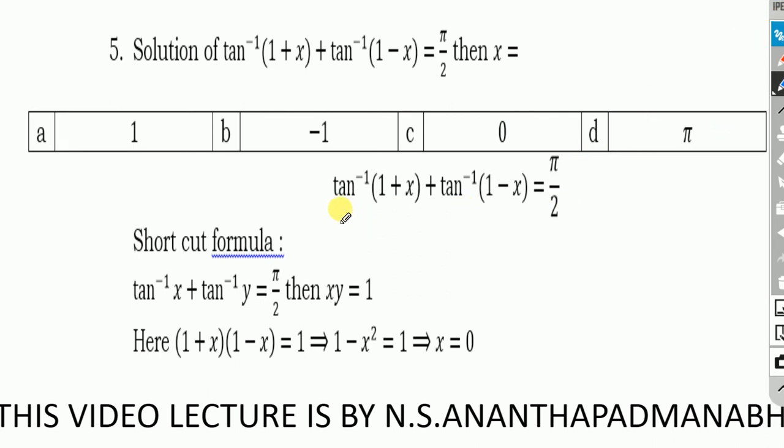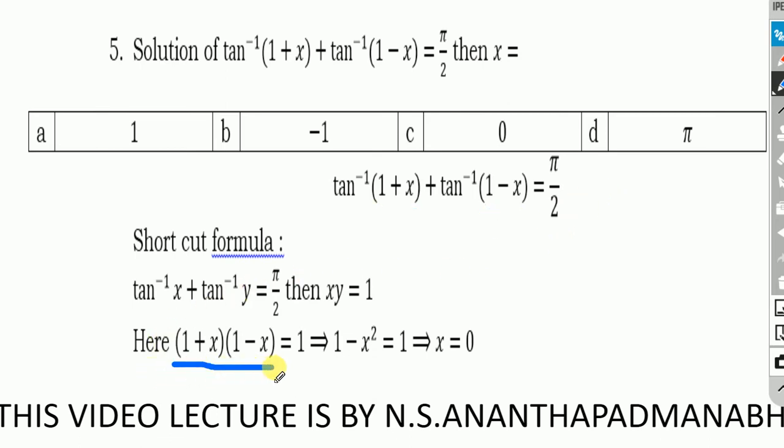So let us consider this: tan inverse of (1 plus x) plus tan inverse of (1 minus x) is equal to pi by 2. So we'll use the shortcut trick here. Tan inverse x plus tan inverse y equals pi by 2. If tan inverse x plus tan inverse y equals pi by 2, then xy will be equal to 1. Here I have x as 1 plus x, y as 1 minus x, equal to pi by 2.